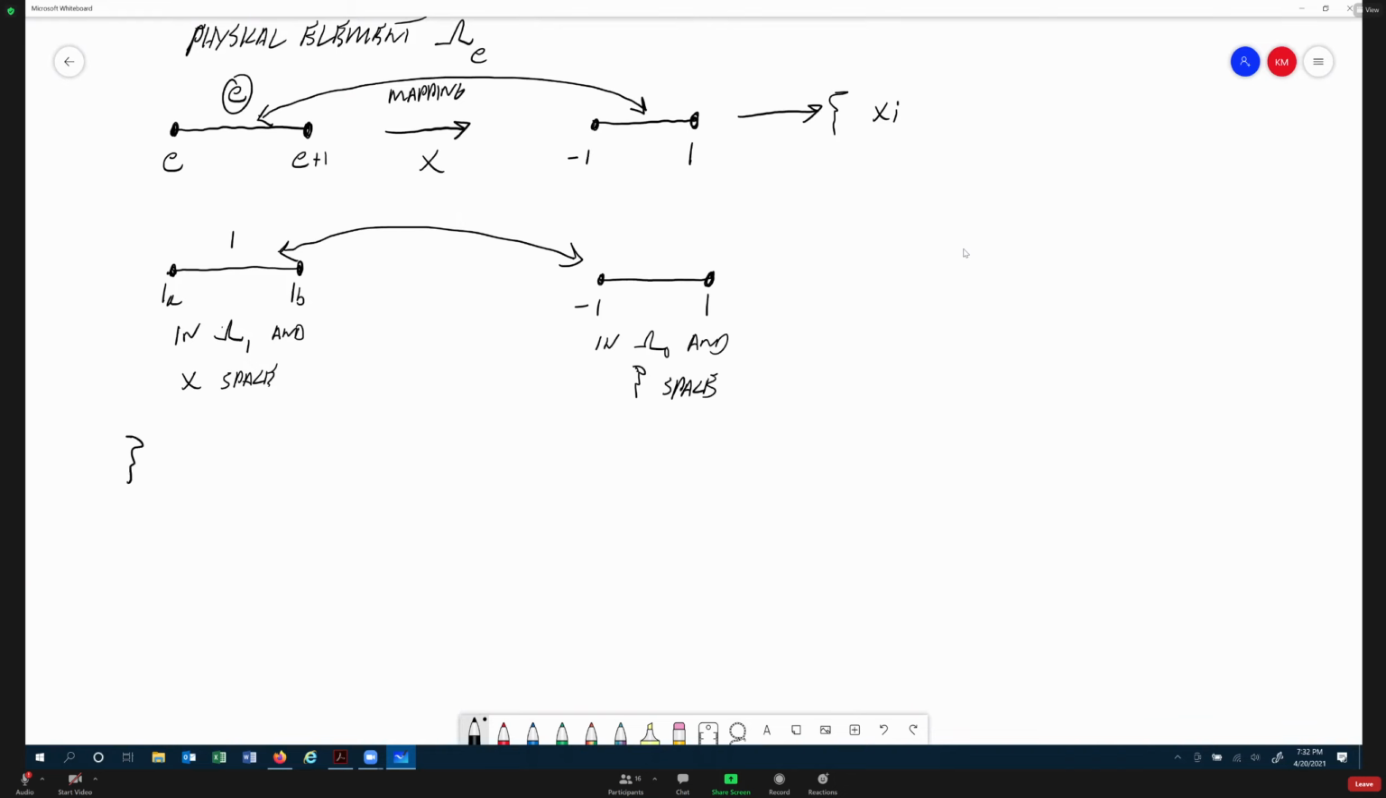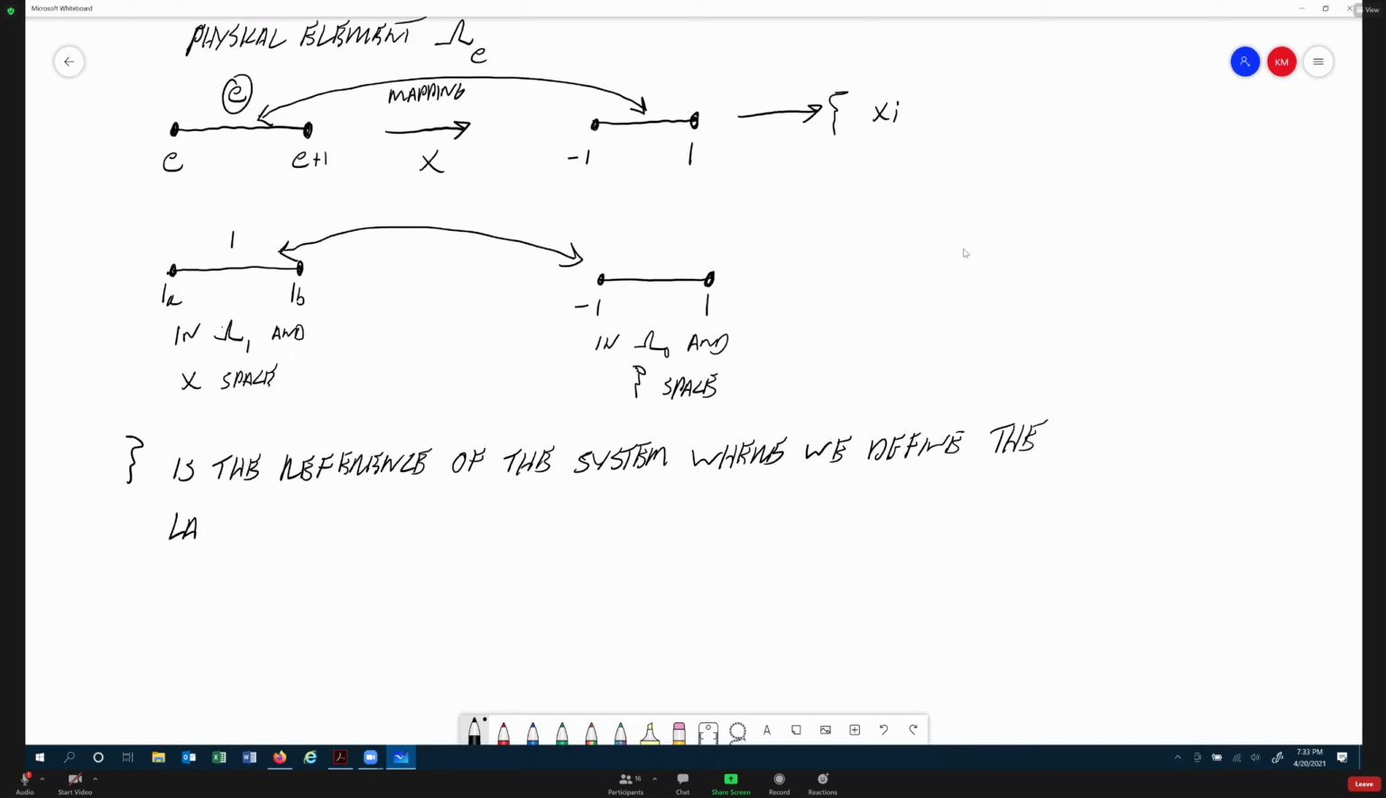So this C space is the reference space of the system where we define the Lagrange polynomials, or for people that do FEA stuff and you're reading the help files, these are called shape functions.